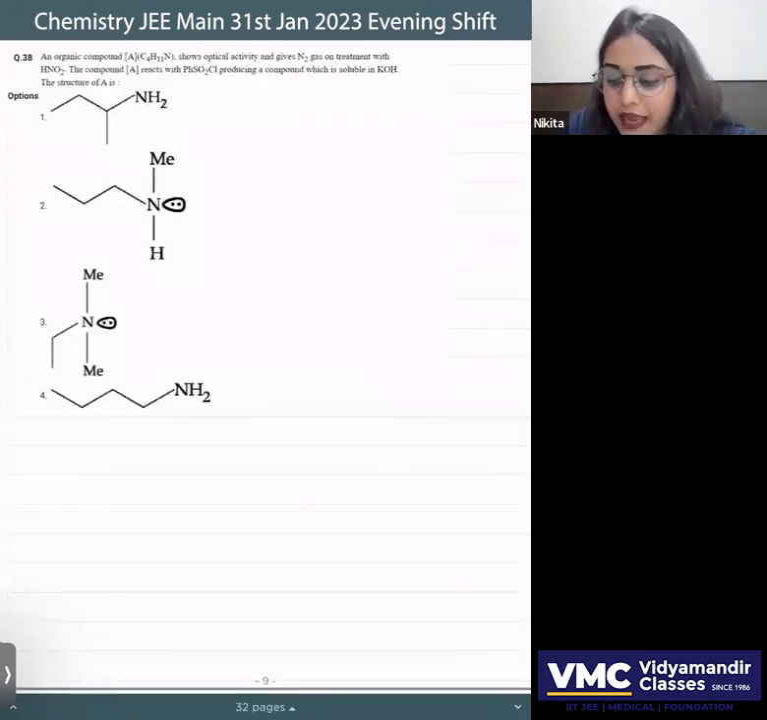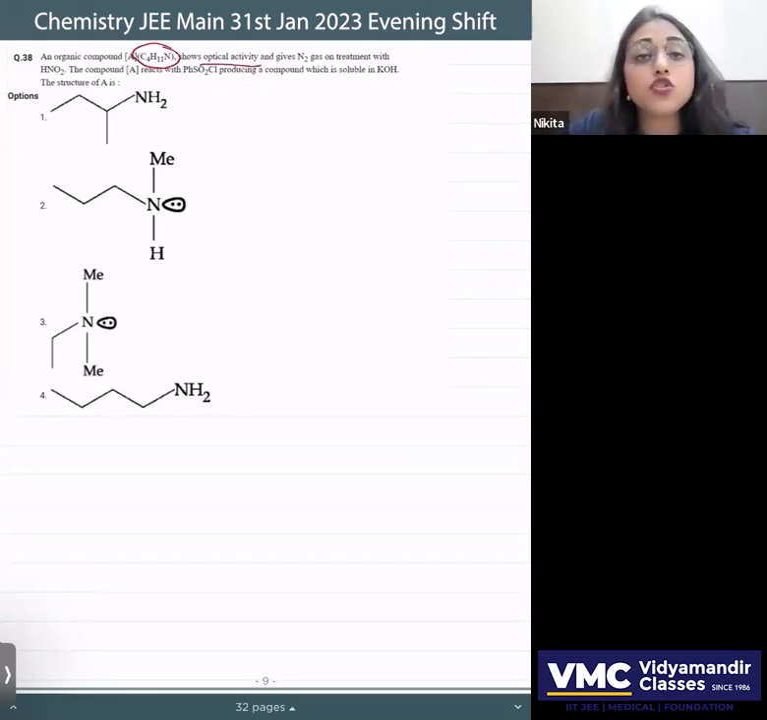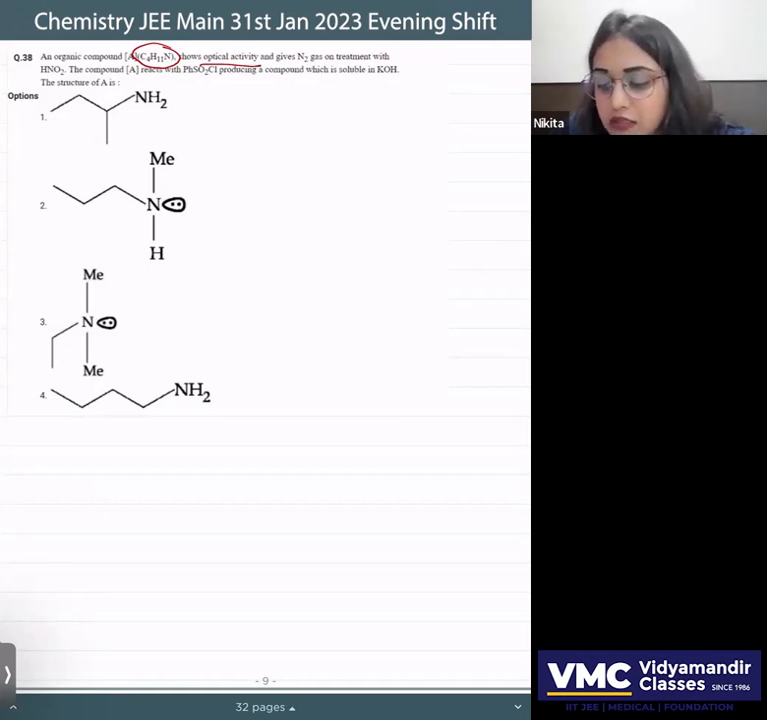Next question, an organic compound A, C4H11N, shows optical activity. When they say it shows optical activity, that means this compound is chiral. It gives N2 gas on treatment with HNO2, which means this compound definitely has a primary amine. Then only on reaction with HNO2, it will give N2 gas. It reacts with PhSO2Cl, producing a compound which is soluble in KOH. It's the Hinsberg reagent, PhSO2Cl and KOH.